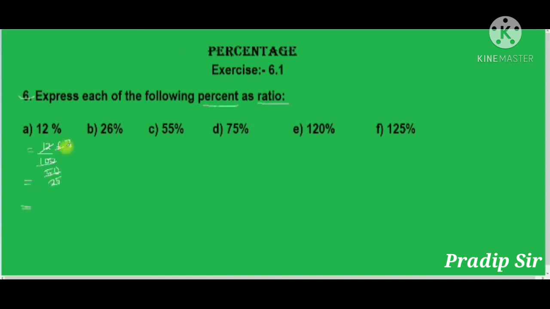Now here what have we? Numerator 3 and denominator 25. And the question is written, what into ratio? So first numerator will be written first, 3, and then the ratio symbol, these two dots. So now 3:25. Now this percent is in ratio form. Now this is all similar like that, B, C, D, E, F. So hope you understood. If you have any problem, then you ask me.